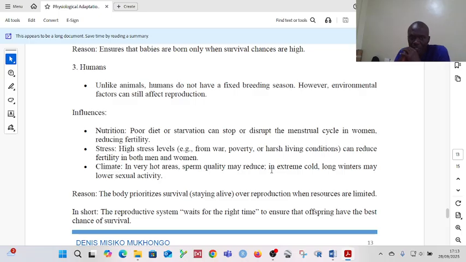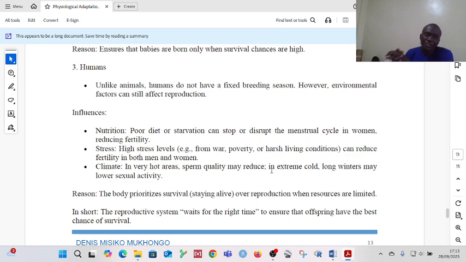When the climate is too hot, the quality of sperm may reduce. When it is extremely cold, during those long winters, there is a possibility that sexual activity will be very low. So because of that, these factors will in a way impact reproduction in humans. The importance of this is that our body prioritizes survival, that is, for you to stay alive, over reproduction. So whenever resources are limited, your body puts you to survive first, then reproduction can come later.